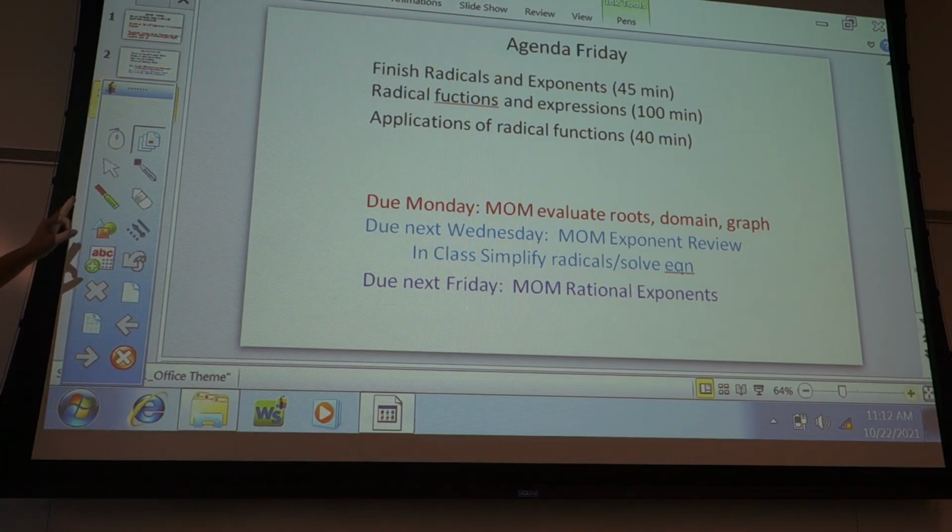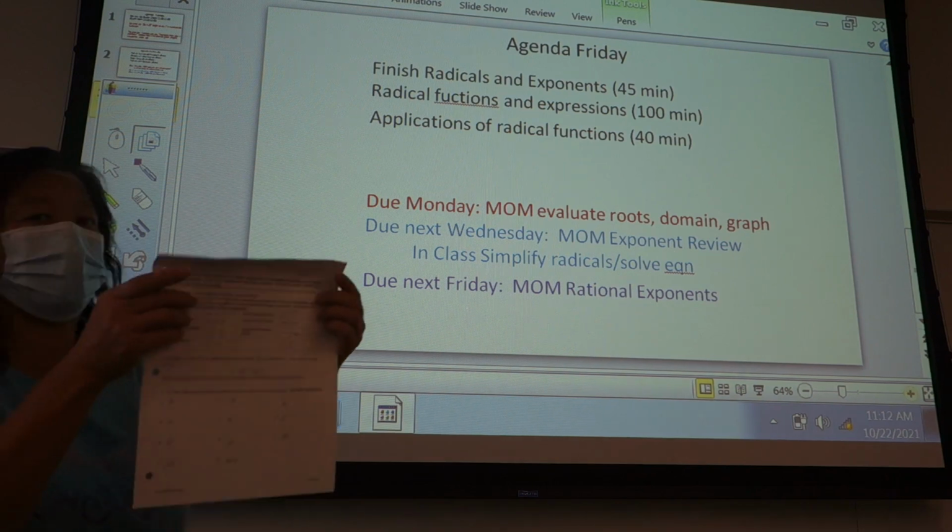So today we're going to finish that up, and then we'll get into radical functions and expressions. Here is the one we're working on now. Looks like this.